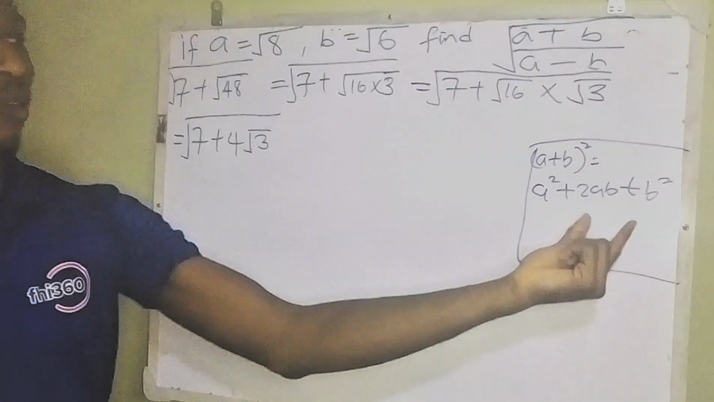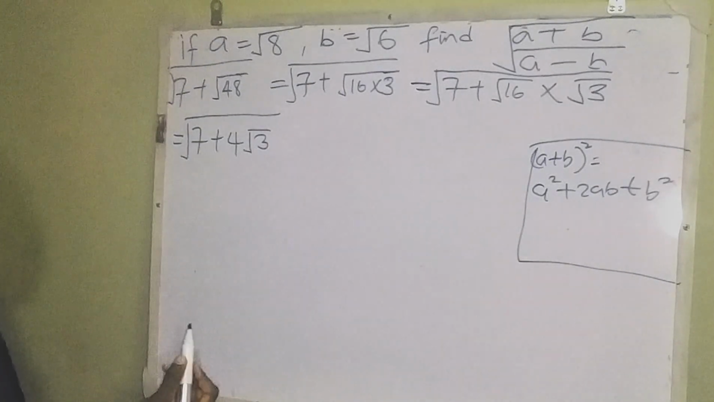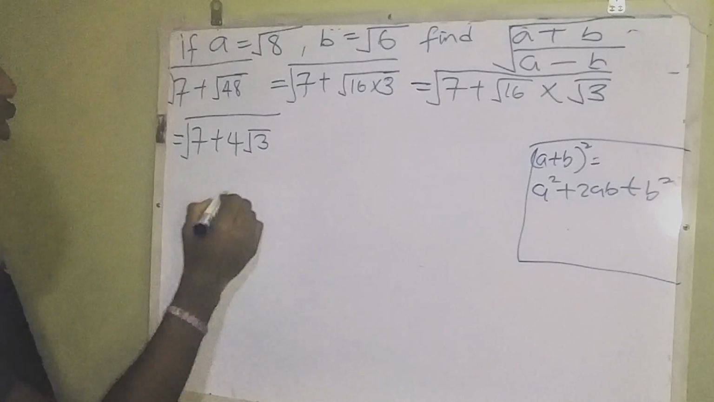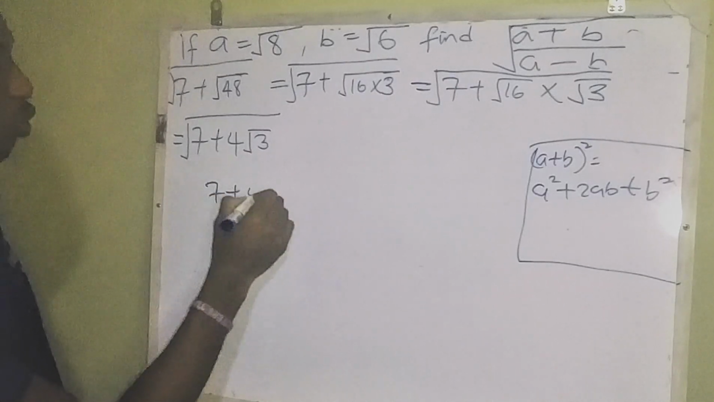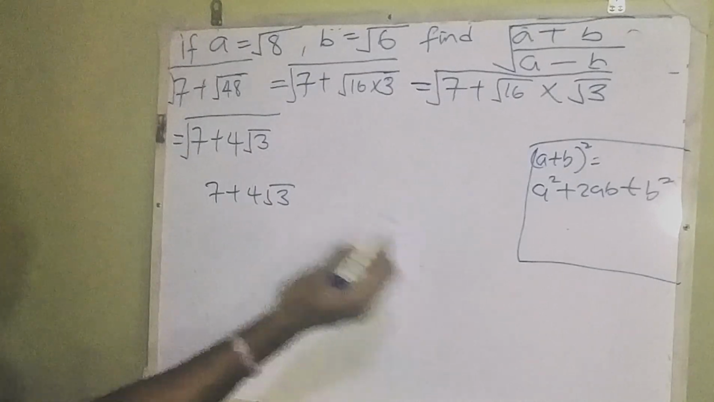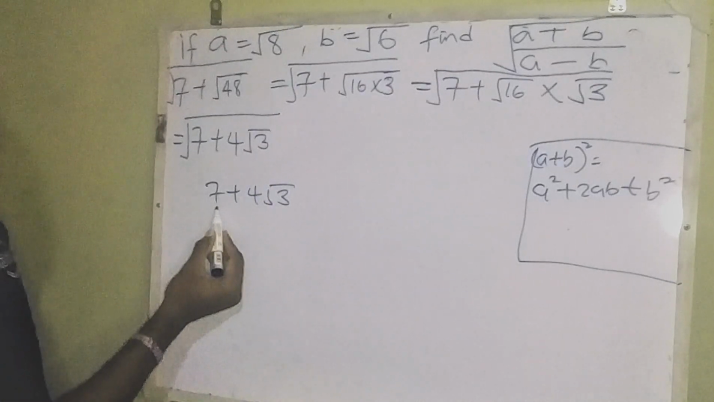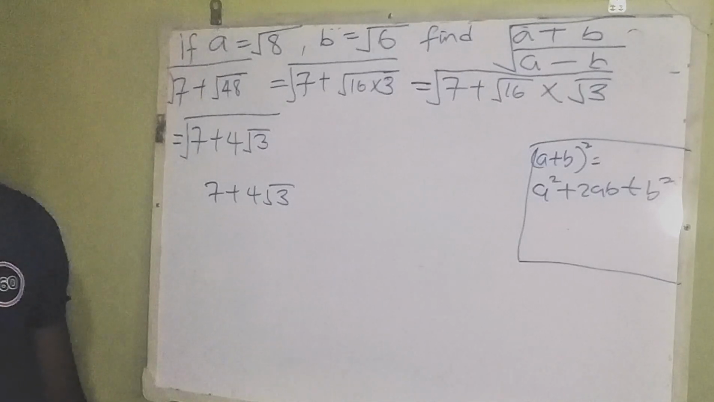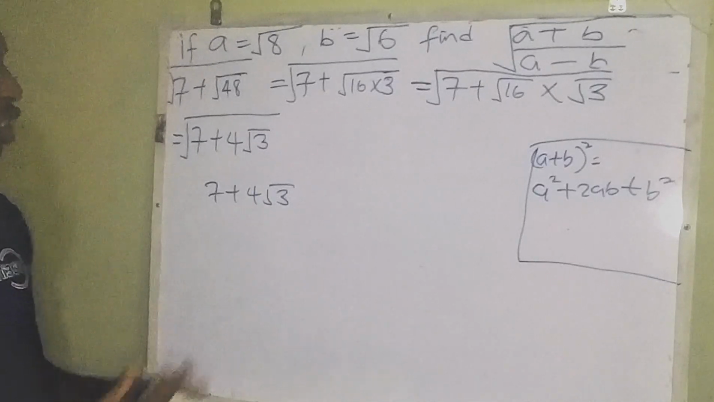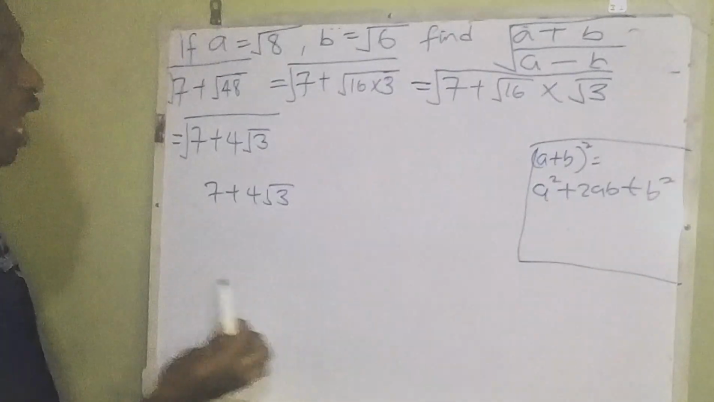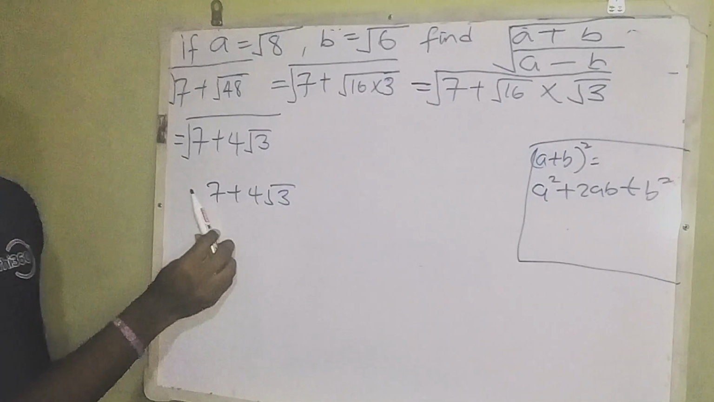Now, if this is a perfect square trinomial, what it therefore means is, if you bring out this question here, 7 plus 4 square root of 3. If I bring this out, we'll agree that this is a squared, this is 2ab, but we do not have a b squared. So we can now assume that a squared and b squared added up to give us this term here.